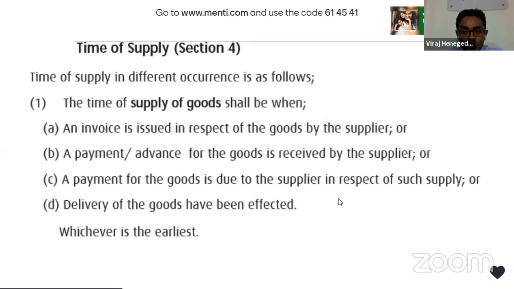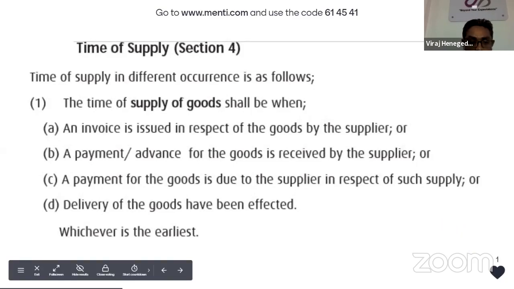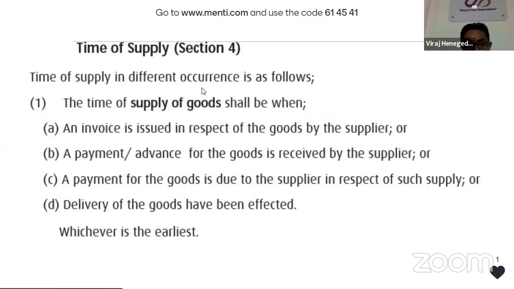Time of supply. What is meant by time of supply? Time of supply is different in different occurrences, as follows. The time of supply of goods shall be when the invoice is issued in respect of goods by the supplier, or payment or advance for goods is received by the supplier, or payment for goods is due to the supplier in respect of such supply, or delivery of goods has been effected. So whichever is earlier. What is meant here? Whichever is earlier means you need to look at which stage the goods are being delivered. The first is the invoice issued in respect of goods by the supplier, the second is the advance payment, and the next one is delivery of the goods. Okay, you need to look at those things.